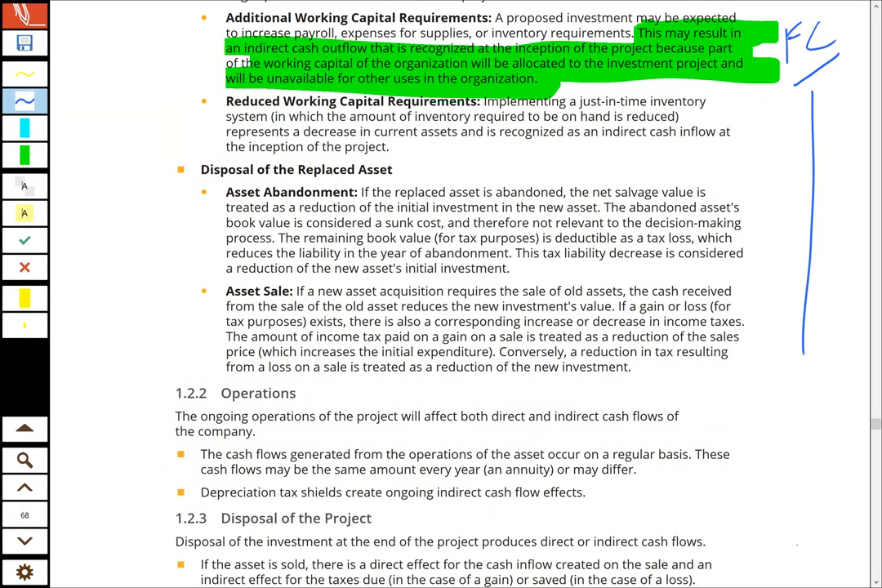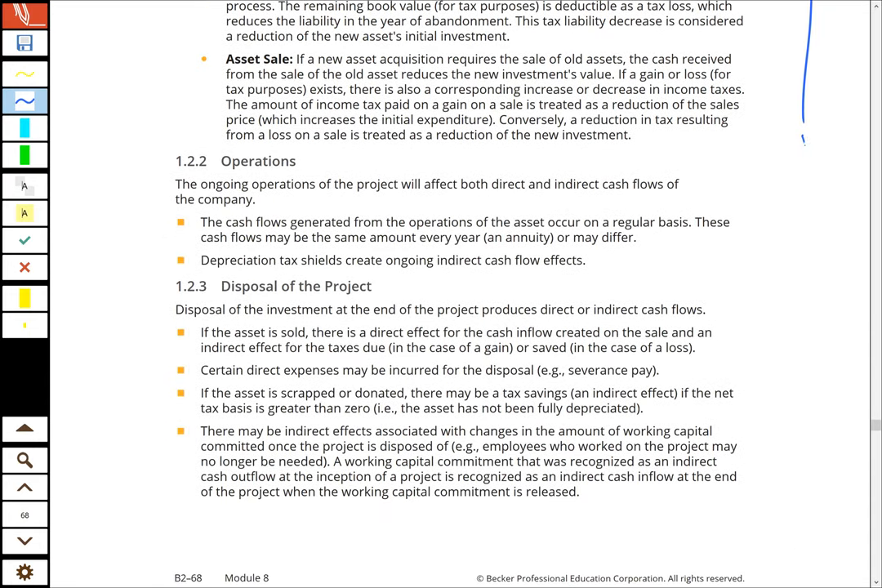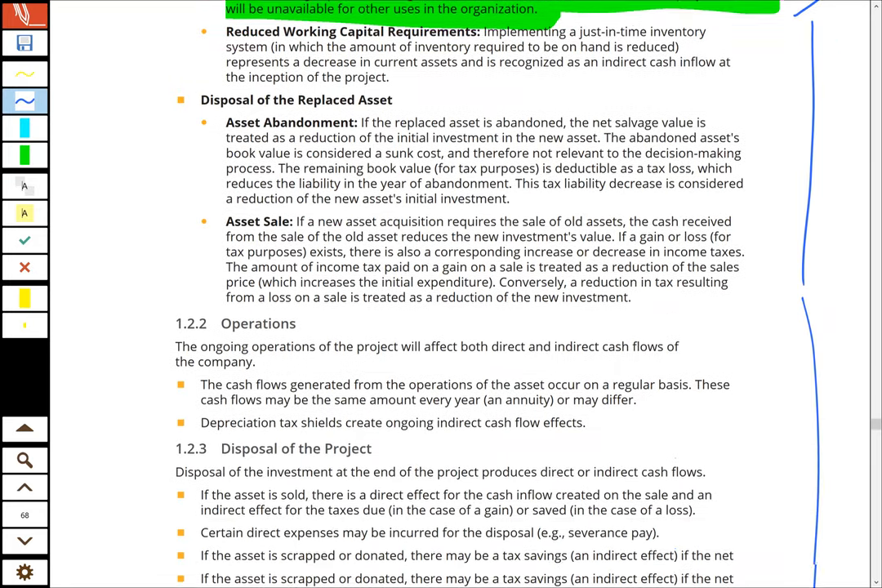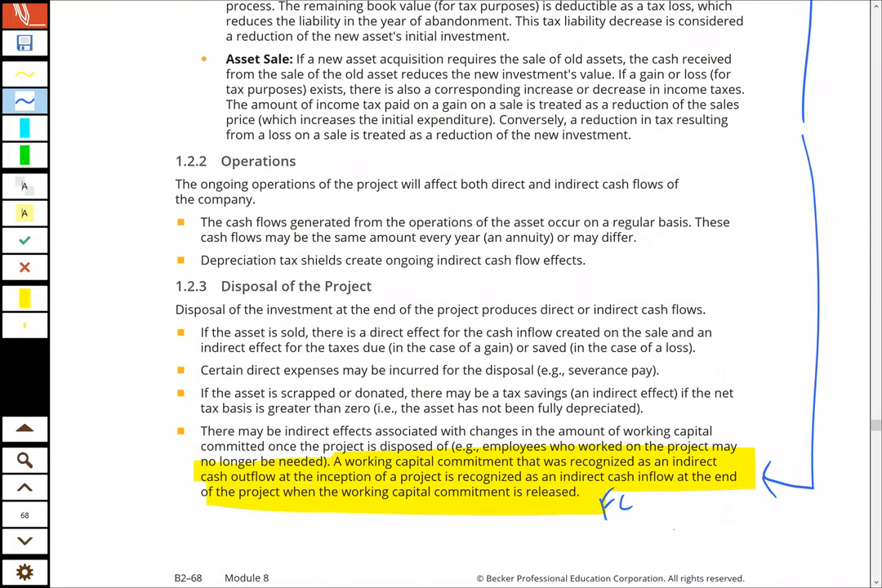Okay, I'm just going to show you, because they start talking about cash outflows down here, and they kind of split the inflows versus the outflows. But notice here, they tell us a working capital commitment that was recognized as the indirect cash outflow at the inception of the project is recognized as a cash inflow at the end of the project when the commitment is released. In our little example, you return the containers, they release your deposit back to you, and so the cash flow comes back in. Now, the one at the inception of the project, we're probably not going to have to discount. When that cash flow comes back, we'd have to use the present value factor to figure out what the present value of that working capital is once it's released. Question?